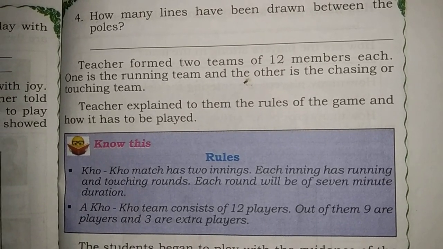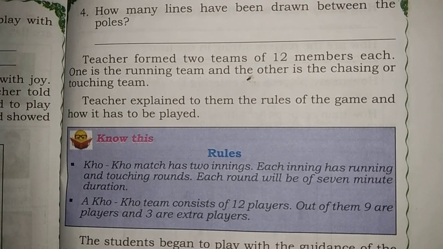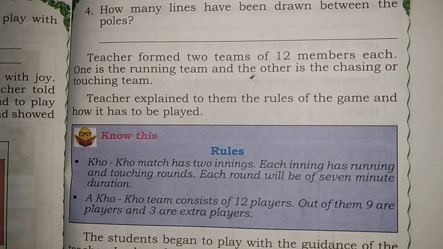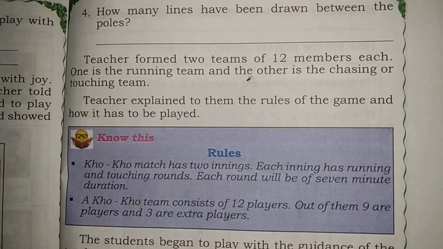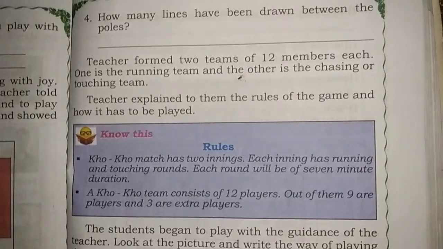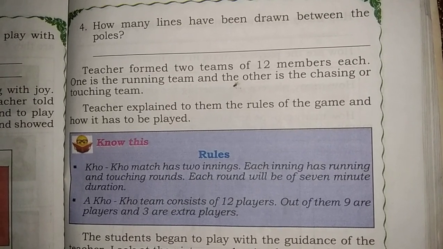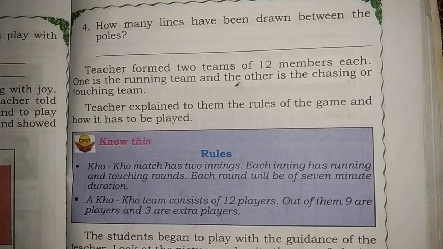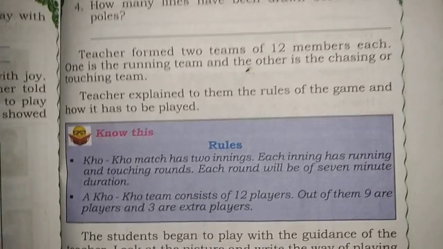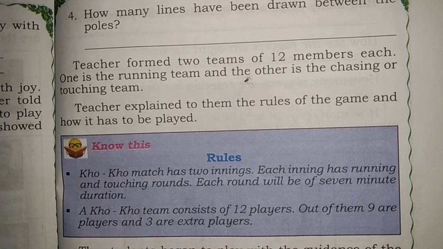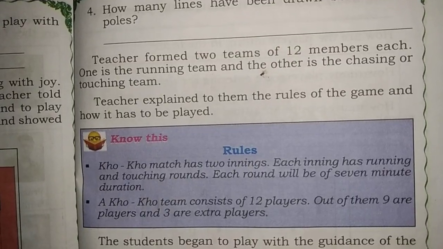The rules of the Coco game are: a Coco match has 2 innings. We will ask questions like this: a Coco match has how many innings? A Coco match has 2 innings. Each innings has running and touching rounds. Each round will be of 7-minute duration. Next, a Coco team consists of 12 players. Out of the 12 players, 9 are players and 3 are extra players.